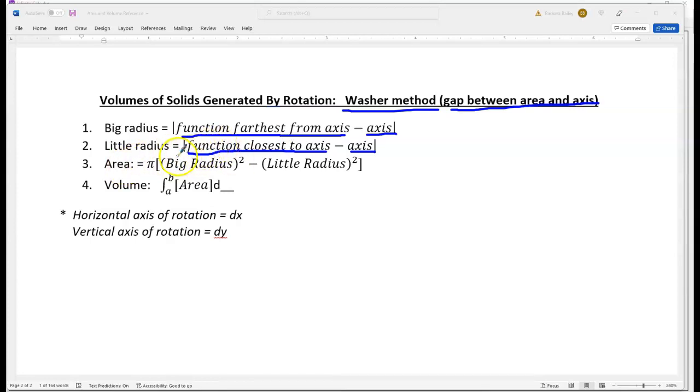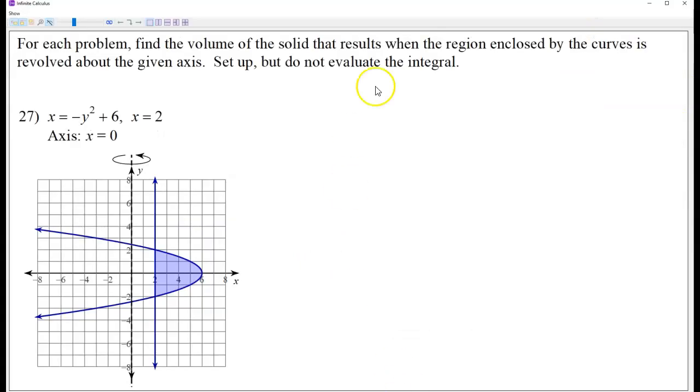So for these, the area is pi times the big radius squared minus the little radius squared, and that whole thing gets plugged down into here to integrate so that you get the volume. And the same principle applies here as on the last set. A horizontal axis of rotation is a dx, a vertical axis of rotation is a dy. So let's go ahead and jump in and get started on our first washer method problem.